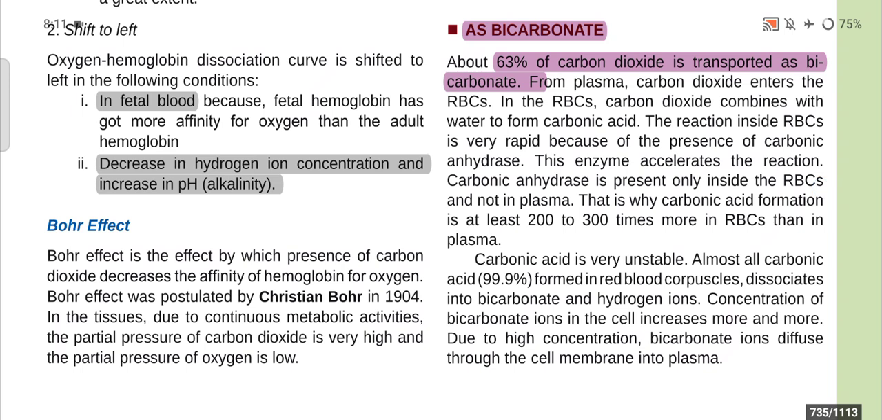Now, the carbonic anhydrase is present only inside the RBCs and not in plasma. That's why the carbonic acid formation is at least 200 to 300 times more in the RBC than in the plasma.